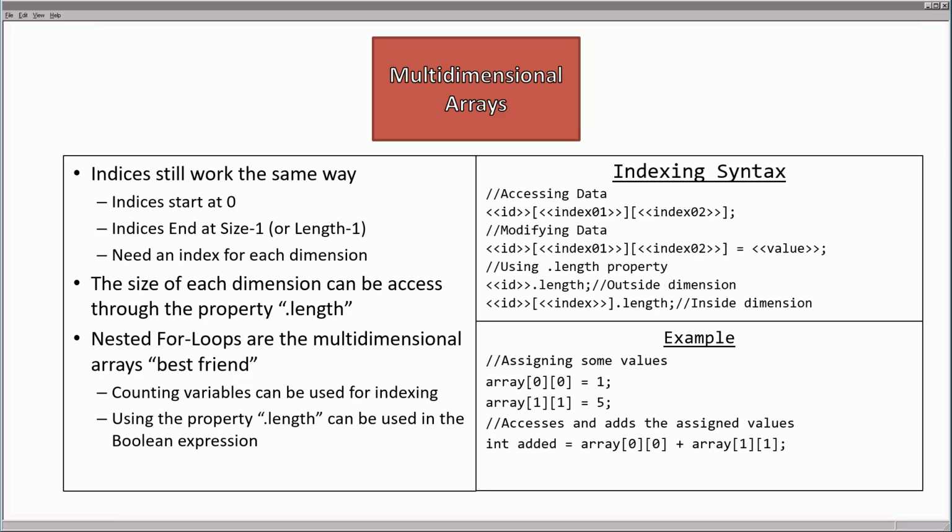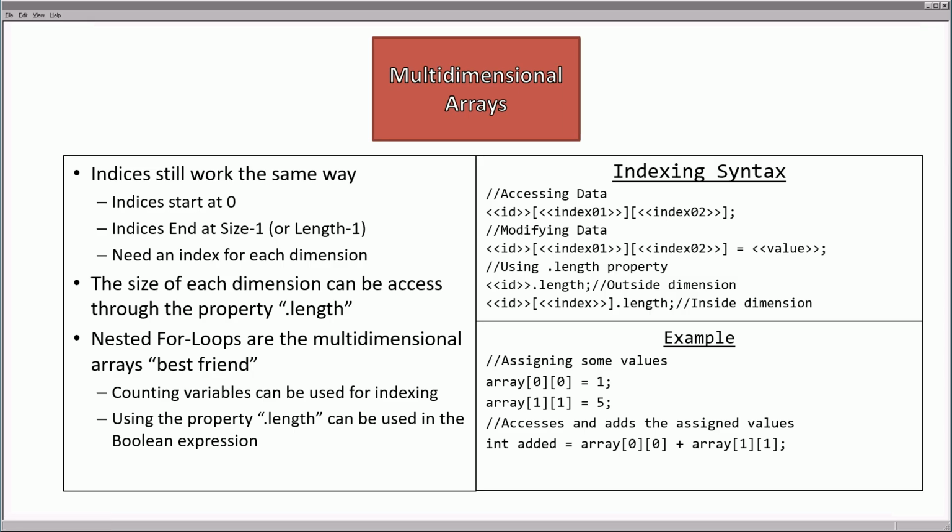Now, the length property works in the same way, but do remember that you might have different lengths. Like, if you want to consider the id.length here, this will be the size of the outside dimension of the array. And then, if you take the id and pass in one of the indices here and call .length, this will be the size of the inside dimension of the array. In our previous example, this one would be 2, and this one would be 3.